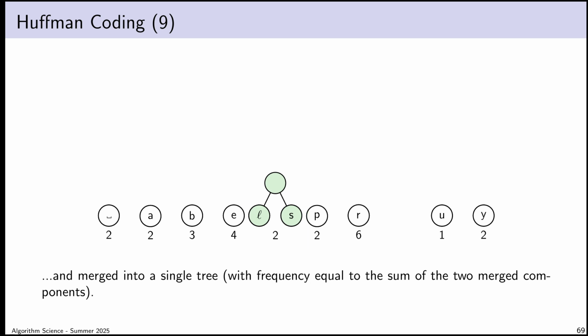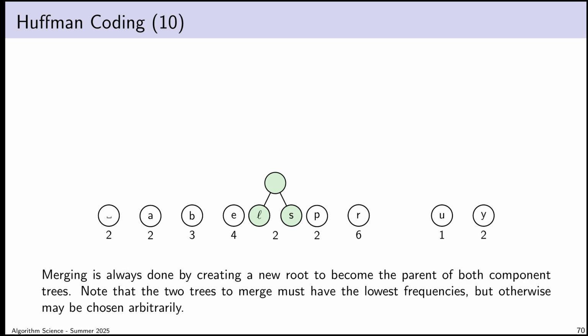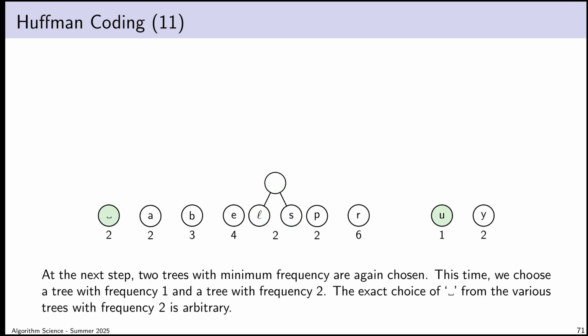So the total frequency of each tree is being tracked at each step. And we just repeat that merge step over and over. So at each step we choose 2 trees that have the lowest total frequency among all trees, and then just merge them together. And we always do the merge the same way. We make a new root and then merge it by joining the roots of each of the 2 trees to my new root node. Okay, so the next step, I choose 2 trees with minimum frequency. Now, of course, there's only one tree that has frequency 1. There's a whole bunch of trees with frequency 2. And so for our purposes, the choice of which one to use is sort of arbitrary.